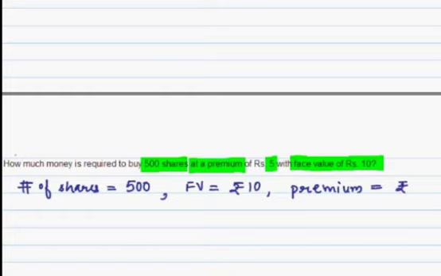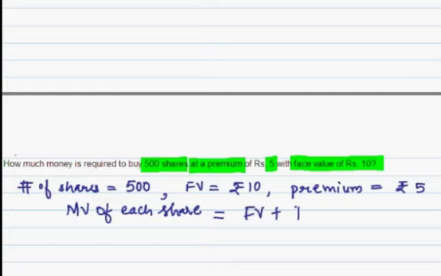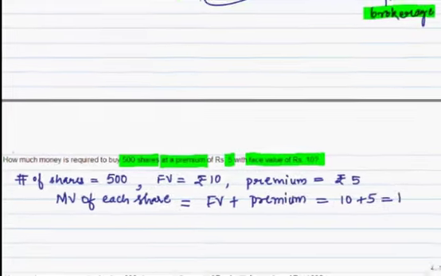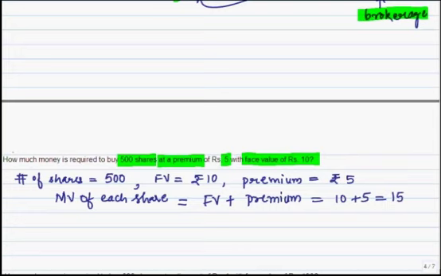So what will be the market value of each share? We know that when a share is at a premium, its market value is greater than face value. How much greater? It is given that the premium is 5 rupees greater than the face value. So market value is equal to face value plus the premium, which is 10 plus 5, equal to 15. So 15 is the market value of this share.